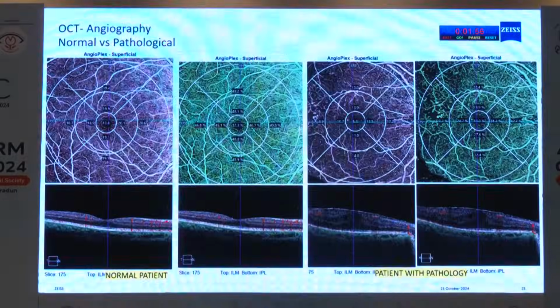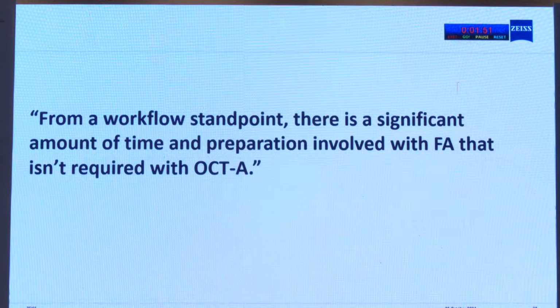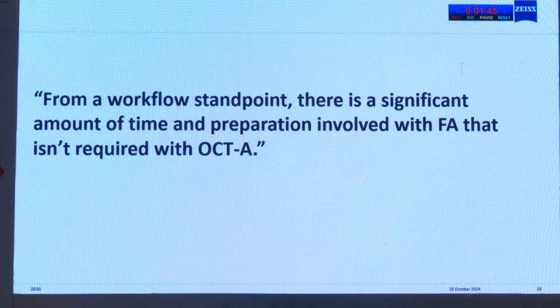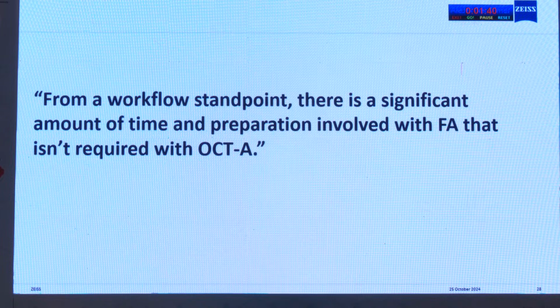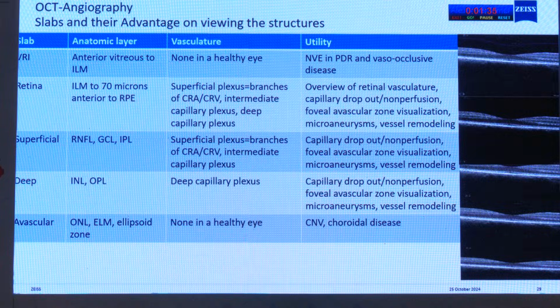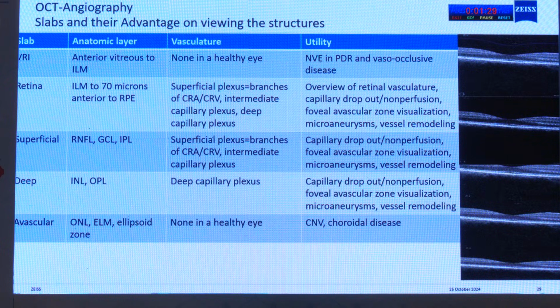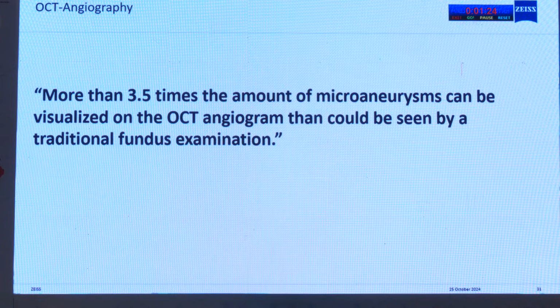Instead of going into much detail on OCT angiography, I would like to mention these different patterns. From a workflow standpoint, when we have a lot of patients and have to work very fast, the patient is also diabetic and not ready to wait. There is a significant amount of time and preparation involved with FA, which is not there with OCTA, and with better visibility. These are the different viewing structures. We have mentioned the anatomical layer, what the vasculature is, and the utility of that particular layer. More than 3.5 times the number of microaneurysms can be visualized on OCT angio than could be seen by a traditional fundus examination.